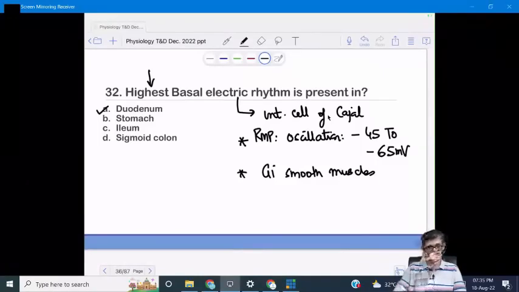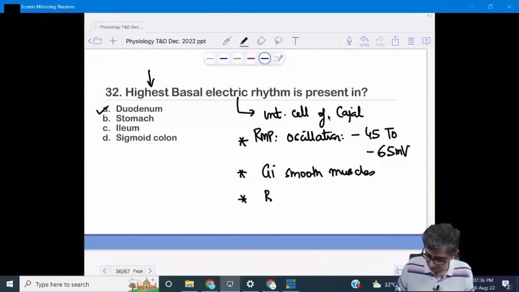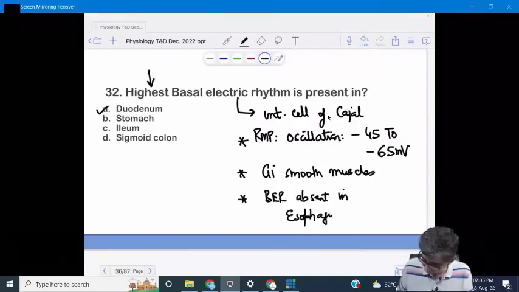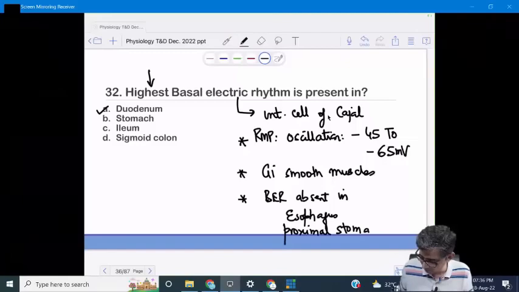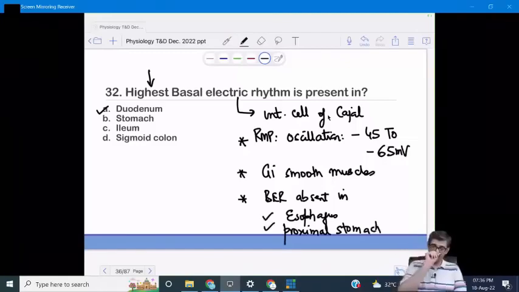स्टमक में तो होता भी नहीं है ना, प्रॉक्सिमल स्टमक में तो होता ही नहीं है. Basal electrical rhythm is absent in two areas. It is absent in esophagus and proximal stomach. The highest value for basal electrical rhythm is 12 per minute with respect to the duodenum.